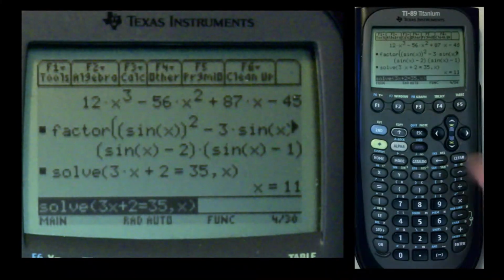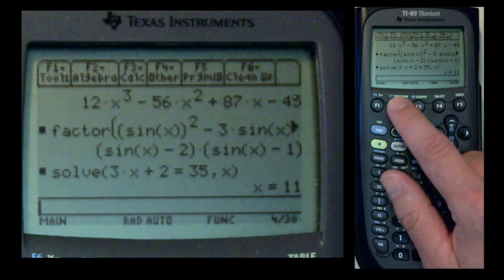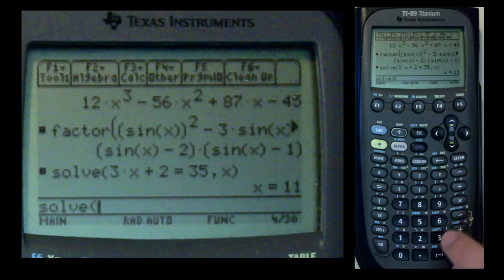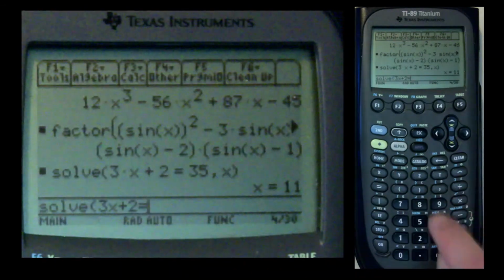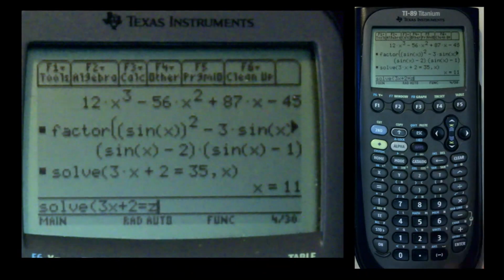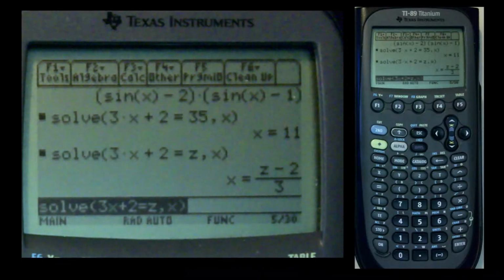The reason you have to do that is if you're using an expression that has multiple variables. So let's just do the same thing here, x plus 2 equals, and instead of saying 35, we'll say z. We can tell it to solve for x, and it'll solve it and give us z minus 2 over 3. So it can solve equations that have multiple variables in them, or just normal equations.